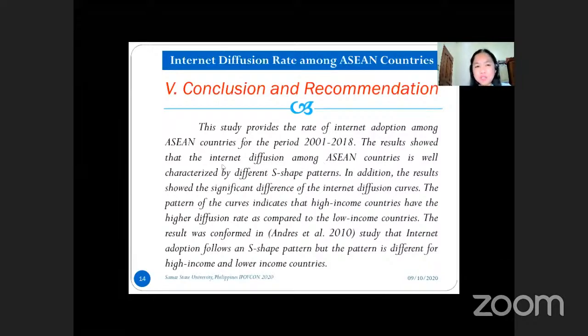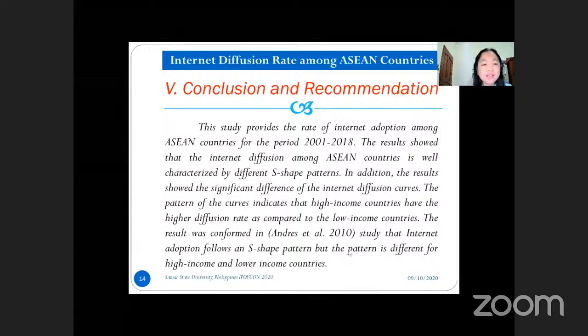This study provides the rate of internet adoption among ASEAN countries for the period 2001 to 2018. The results showed that the internet diffusion among ASEAN countries is well characterized by different S-shaped patterns. In addition, the results showed a significant difference in the internet adoption curves. The pattern of the curves indicates that high-income countries have a higher diffusion rate as compared to the low-income countries.